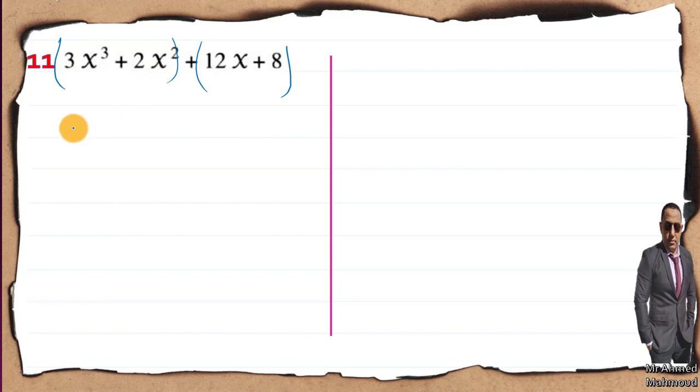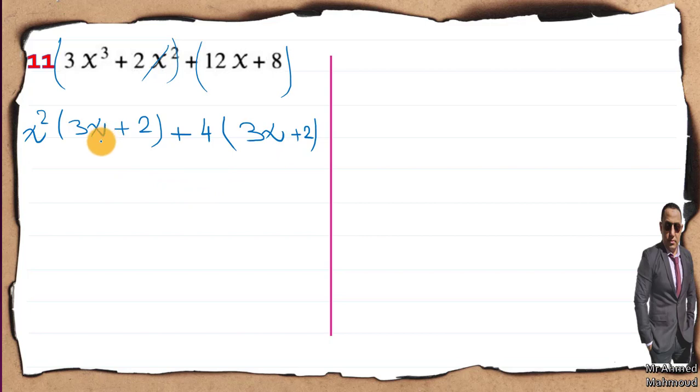x power of 3 and x power of 2, the common factor is x power of 2. 3, drop down, x power of 3 divided by x power of 2 equals x. Positive 2 drop down, x power of 2 over x power of 2 cancelled. And from here, 12 and 8, I have 4 as common factor. 12 divided by 4 equals 3x. 8 divided by 4 equals positive 2.